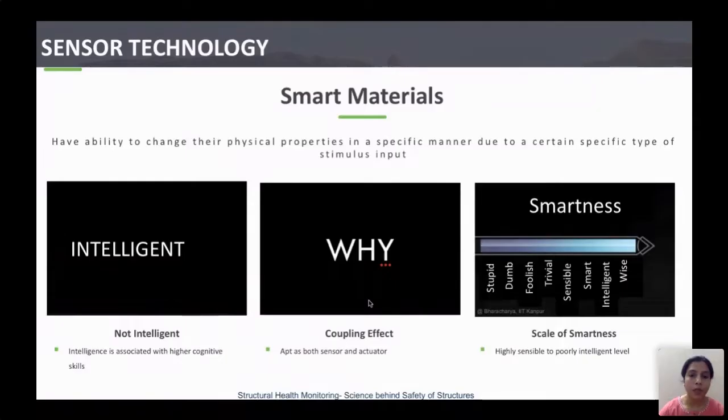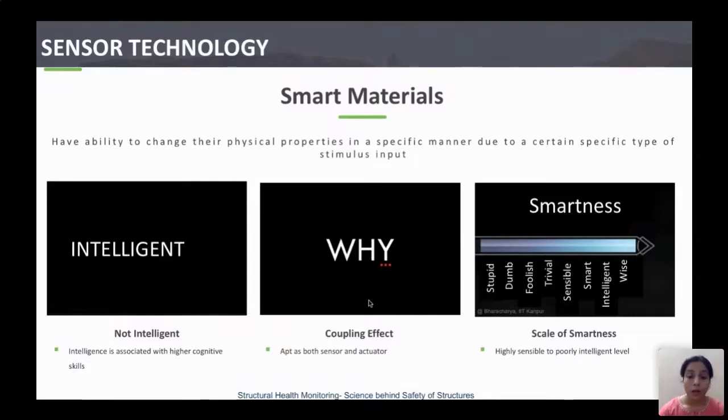So the materials which are available till now do not match with that level. So it's not correct to use the word intelligent. Afterwards, it was decided that only the word smart will be used for these materials. Now, if we are calling them smart, you can ask me, why are they smart?